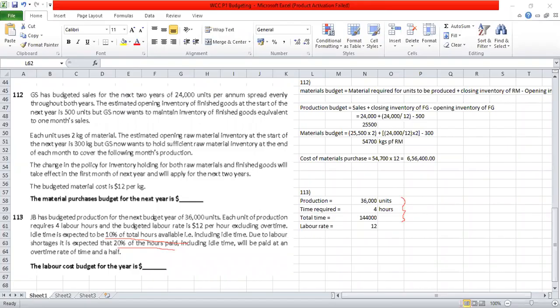But technically speaking, they are paid much more than what time they have spent in producing the products. Productive hours, when we have calculated, we got as 144,000, but the paid hours are different from the productive hours. So the total payment is made for the productive hours plus the idle time.